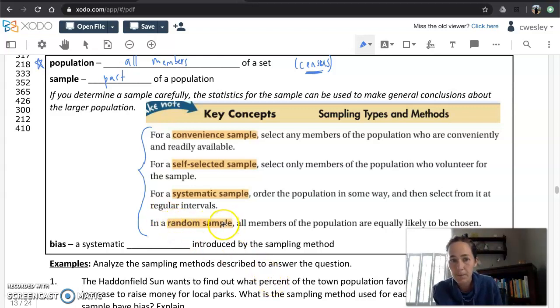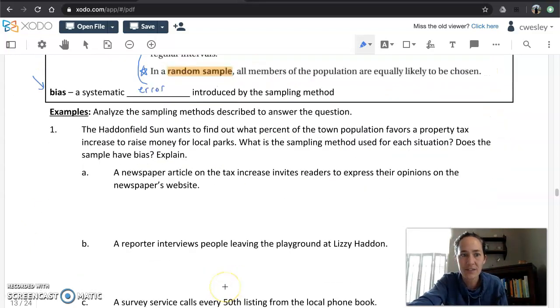Versus a random sample. A random sample, all members of the population have an equally likely chance of being chosen too. And this is what you're striving for. You're striving for not just the people who go online a lot, not just the people who eat in the cafeteria versus maybe the kids that have choir and eat somewhere else. You want everyone in your study to have an equally likely chance of being chosen. Versus bias. Bias is what we are trying to avoid. A systematic error that's introduced by a sampling method, and we'll see that in some of these examples to come.